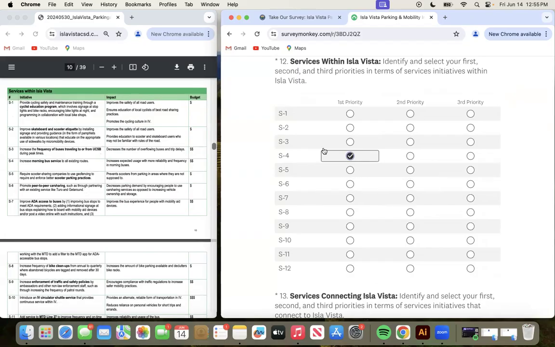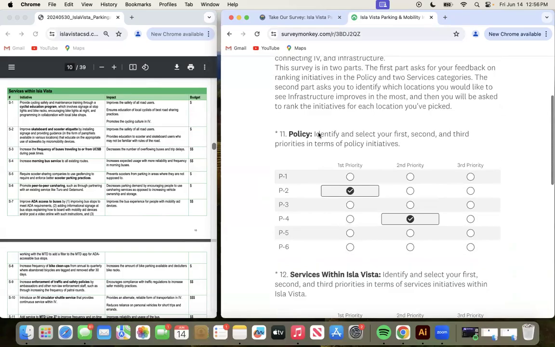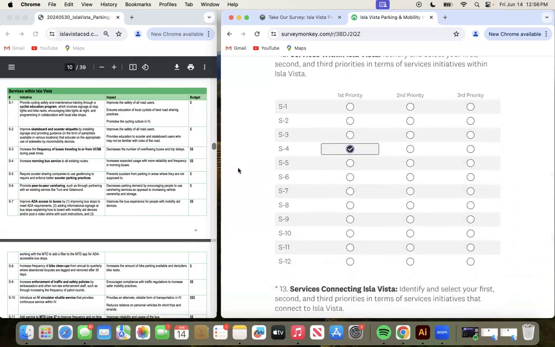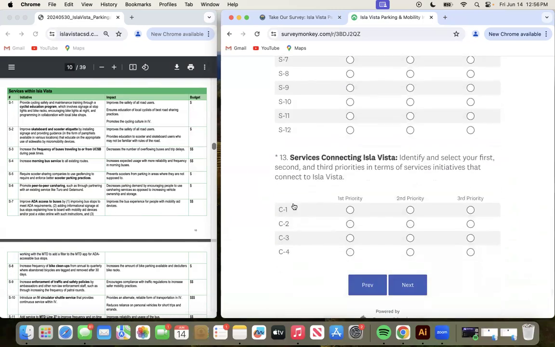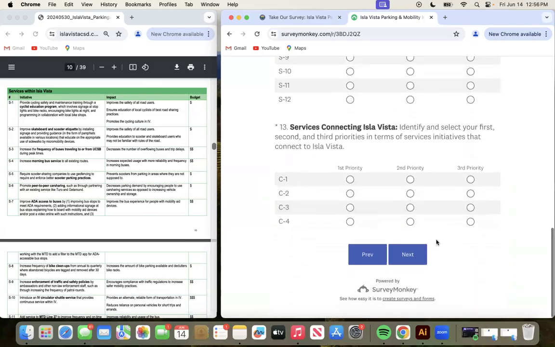And again, my answer choices are arbitrary. They're just for the purposes of explaining how you might want to think through using this informational packet along with the survey. So please don't use my examples to influence your own decisions. This is just to explain how the informational packet goes along with the survey. Please rank the services and the policies in a way that reflects your own thoughts and opinions on mobility in Isla Vista. So once you've completed these questions, you'll be moving on to the next portion of the survey.